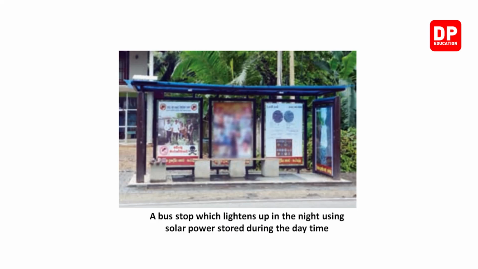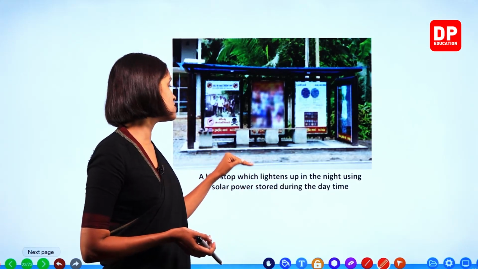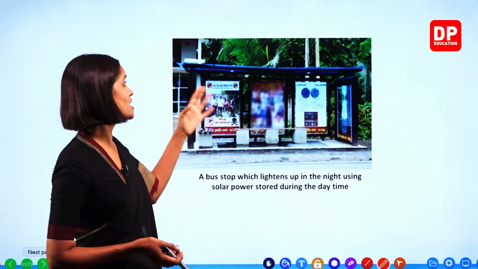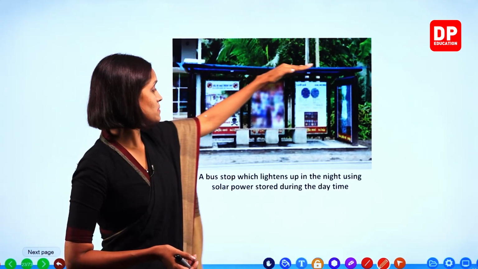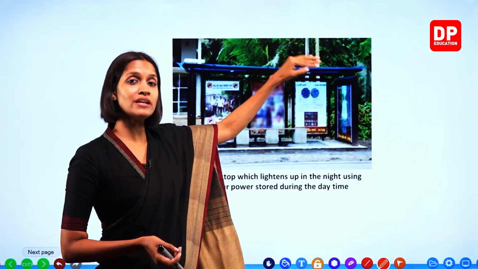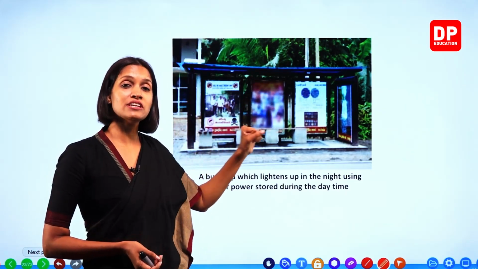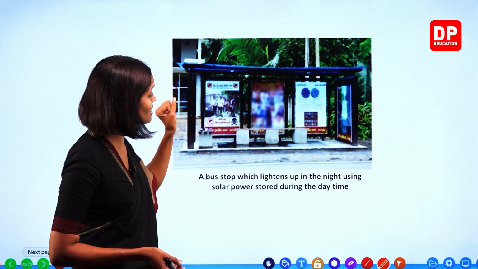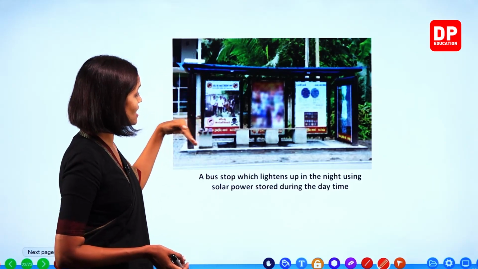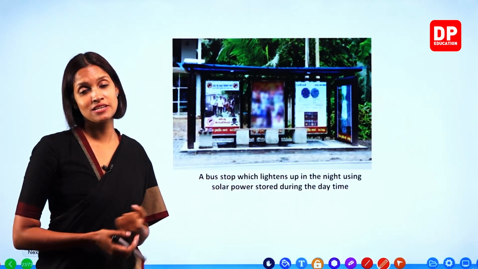Okay. Now here, look at this picture. A bus stop which lights up at night using solar power stored during the daytime. Just like those street lamps. Most of the time, at these types of bus stops, the solar panel is fixed on the roof, and during the daytime, it generates electricity and the battery gets charged. The battery can store the electric current, right? And then during the night time, these places get lit up using that stored electricity.